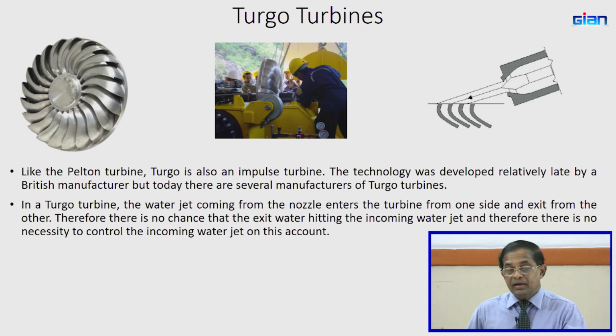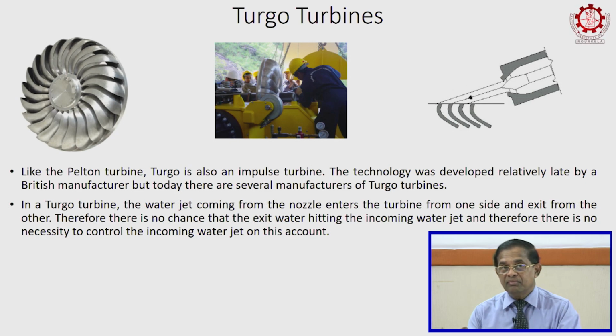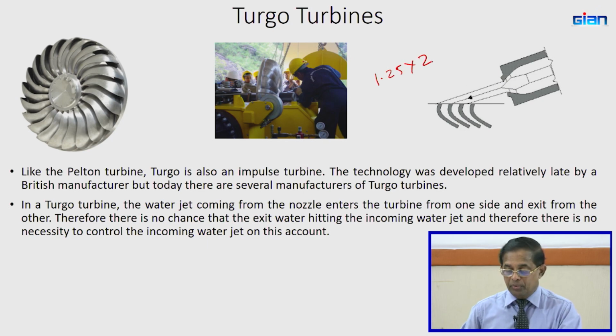The turgo turbine, you may not have heard much about. It is a variant of Pelton. It is also an impulse turbine. I have put a turbine here. For one of our projects, a 2.5 megawatt power plant, we used turgo turbines: we put 2 machines of 1.25 megawatt each.